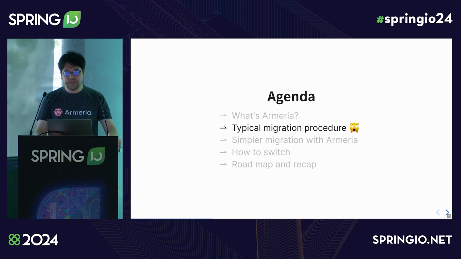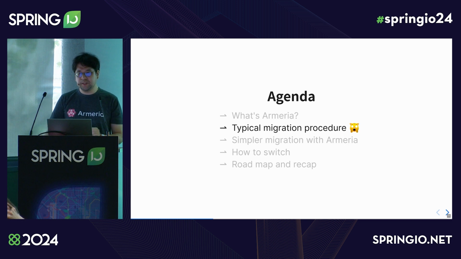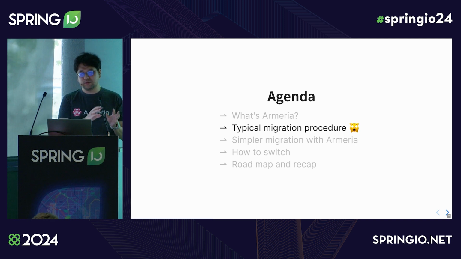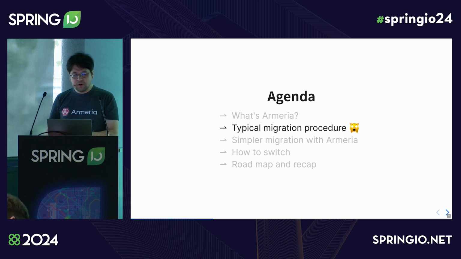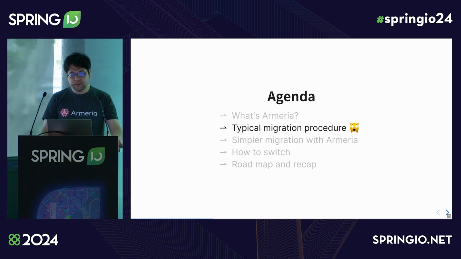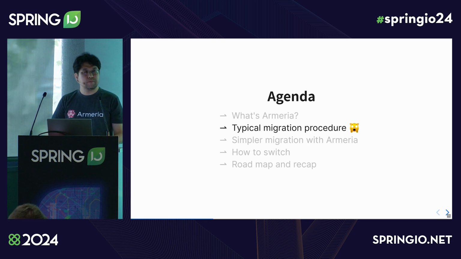Okay, now we know what Armeria is and who's behind it. Let's revisit what we do every day. What do we do every day? It's migration from one to the other. It can be one protocol to another, like REST to Thrift and to gRPC, or it can be one version to another version, like API version 1 to 2, and 3. And in this talk, as an example, let's say we migrate a legacy Tomcat service into WebFlux.